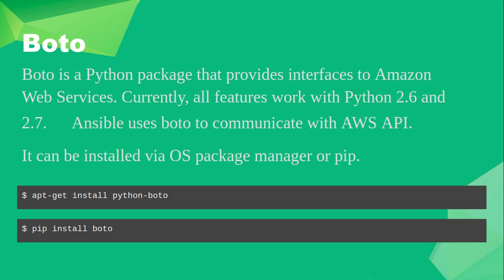So that means we require a Python version of 2.6 or more. Ansible uses Boto to communicate with the AWS API. It can be installed via the OS package manager or pip. So if you want to install this Boto module, you can simply do apt-get install python-boto, or if you have the pip package manager, you can simply do pip install boto. Why are we using Boto? Because Ansible internally uses Boto APIs to interact with the AWS APIs.